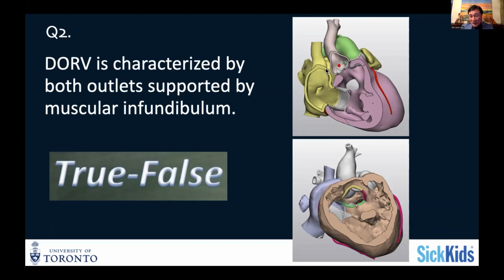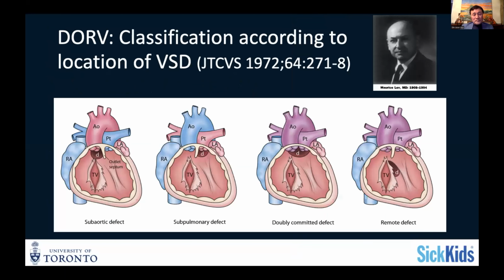So you have a bilateral infundibulum in this DORV. But in this DORV, which is TOF type, there is no subaortic infundibulum. There is subpulmonary infundibulum alone. So bilateral infundibulum is frequently seen in DORV, but not always. False.